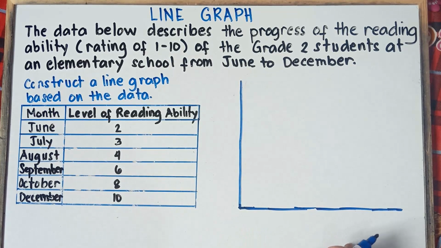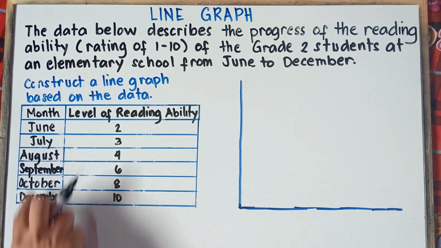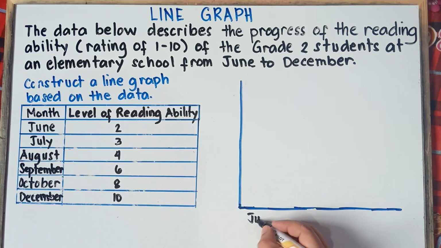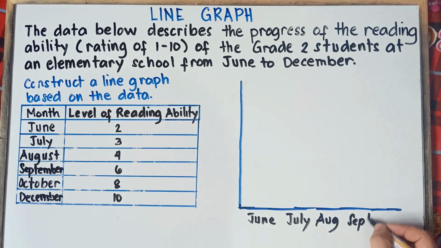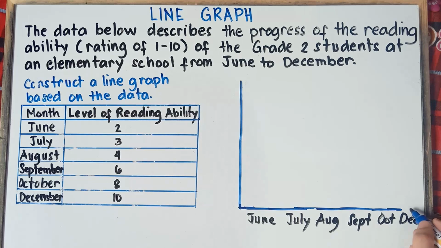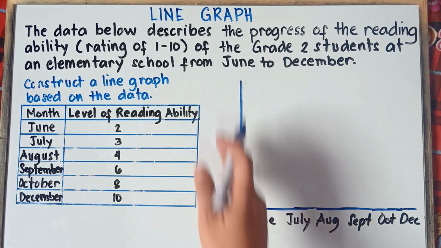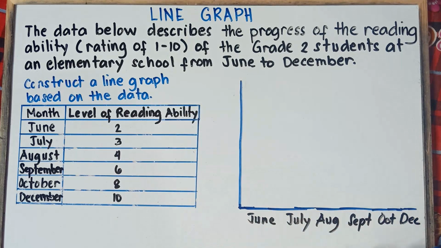Now, in this horizontal line, class, most of the time these are the categories. So our categories are months: we have June, July, August, September, October, and December. Once again, the horizontal line is for the categories, and our categories are the months.